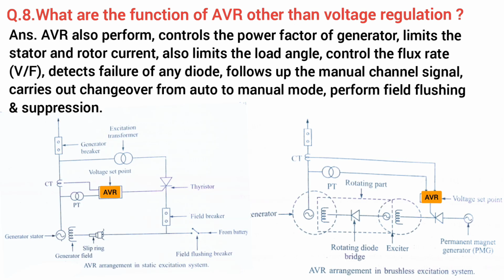AVR also controls the power factor of generator, limits the stator and rotor current, also limits the load angle, controls the flux rate, V divided by F, detects failure of any diode, follows up the manual channel signal, carries out changeover from auto to manual mode, performs field flashing and suppression.